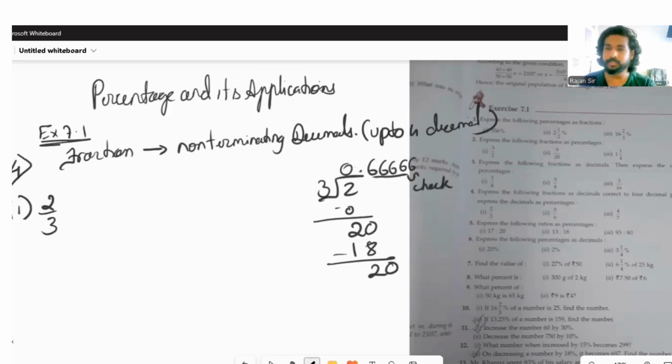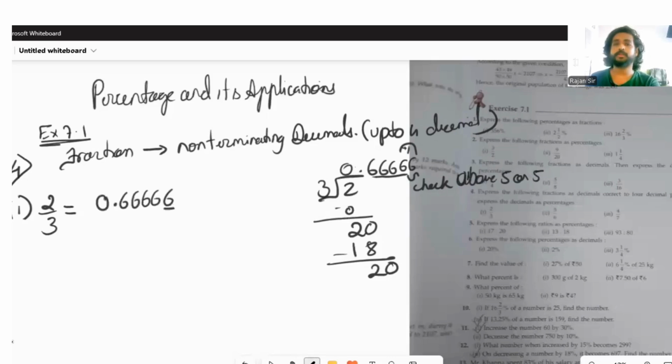Now, what do we check? Whether the number is 5 or above 5. If it is 5 or above 5, you have to add 1 to the 4th digit. If it is not, then you can leave it. For example, if it is 0, 1, 2, 3, then you can leave it. And if it is 5 or more than 5, we round off. The word is round off. So we have 0.6666 and one more 6, underline this one, and you can write it as 0.6667. Now this is the 4 decimal place, so this is in the decimal form.